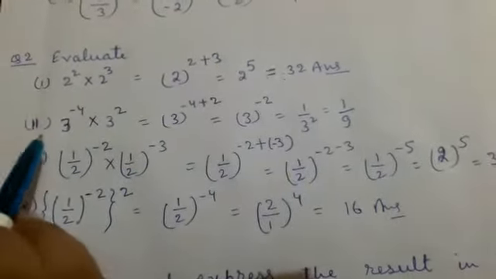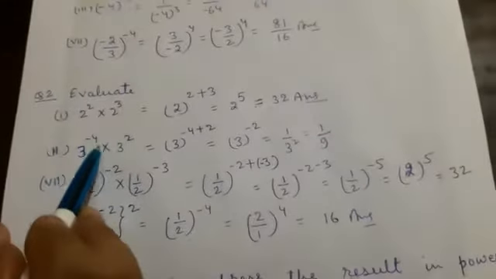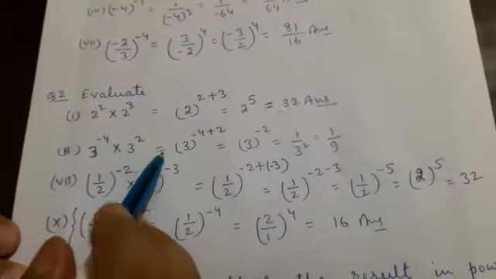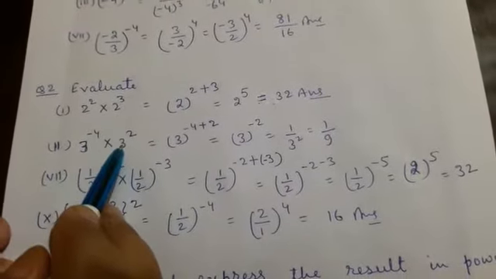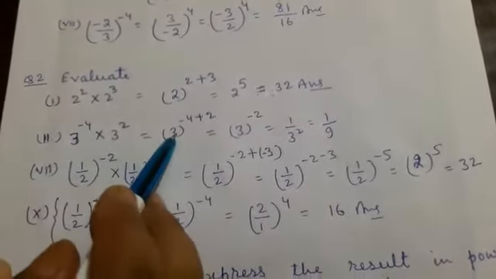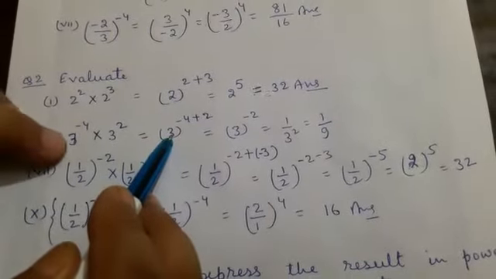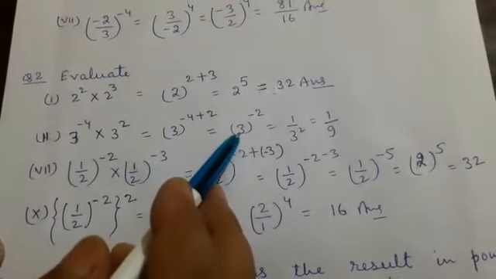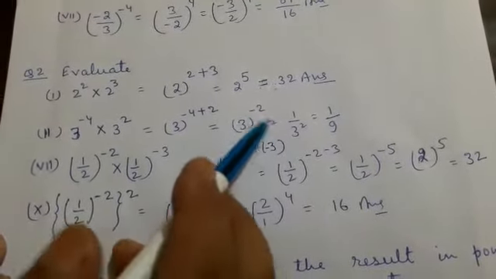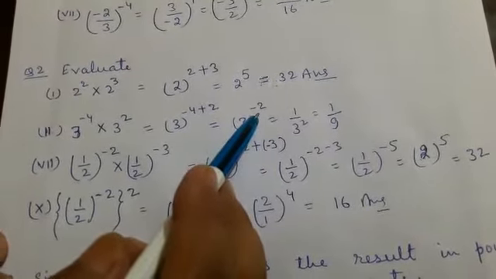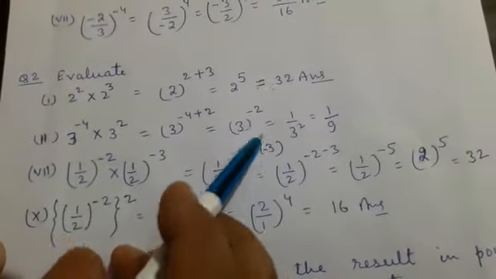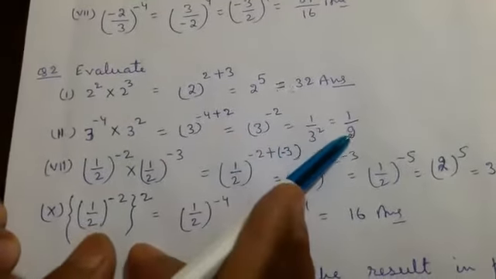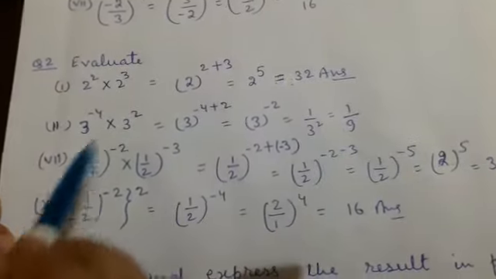Second part is 3 power -4 into 3 power 2. Again its bases are same and powers are different. So let us write down the base as common, and -4 plus 2, which is equal to 3 power -2. This power is negative, so we will reciprocate them. It means 1 by 3 power 2, which is equal to 1 by 9. That will be our answer.